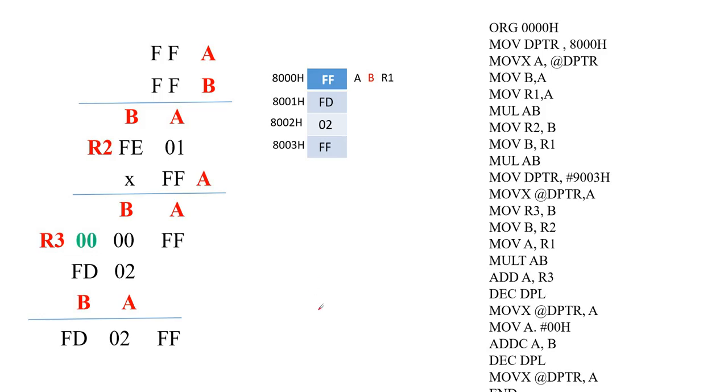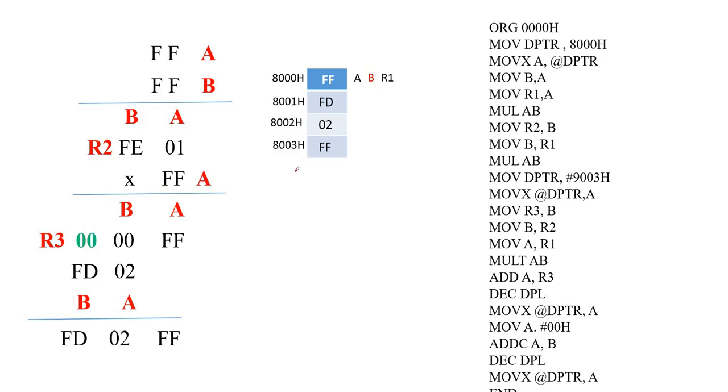Now the result of these two is 02, which is in the accumulator, and it has to be stored at 8002. Now the DPTR is pointing at 8003, here.